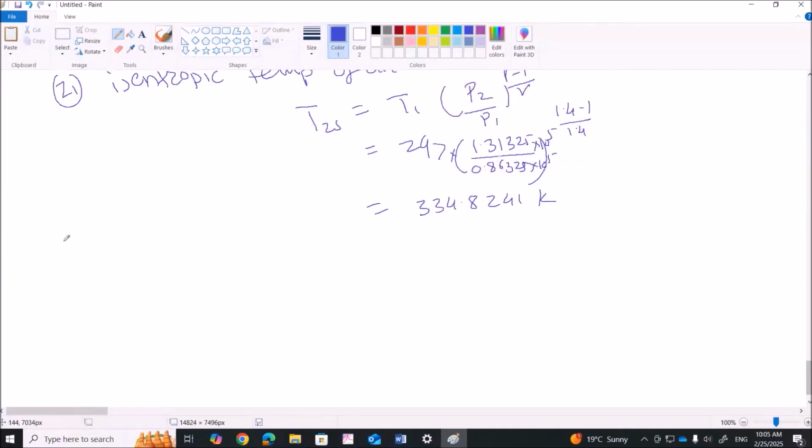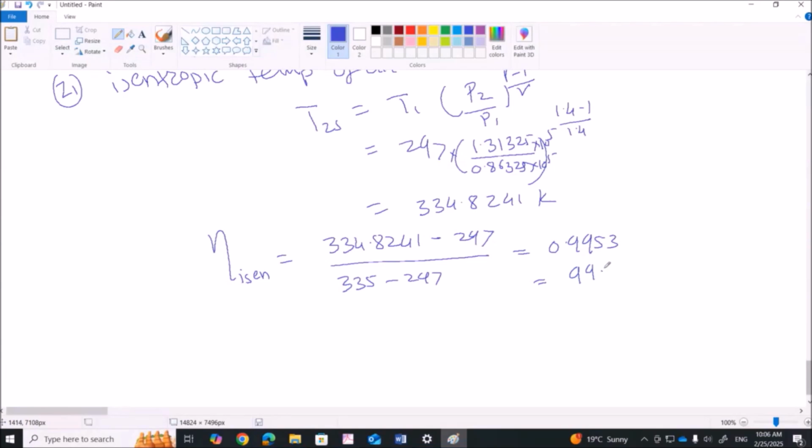Okay. So once I know this, I can find out the isentropic efficiency. N isentropic is equal to, so I will get 0.9953. It is nothing but 99.53%. No worries. The isentropic efficiency of the compressor is always 90 to 98%, and the isentropic efficiency of a turbine is always 80 to 90 or 95%. So this is theoretical, keep it in mind. So no worries for your answer of 99.